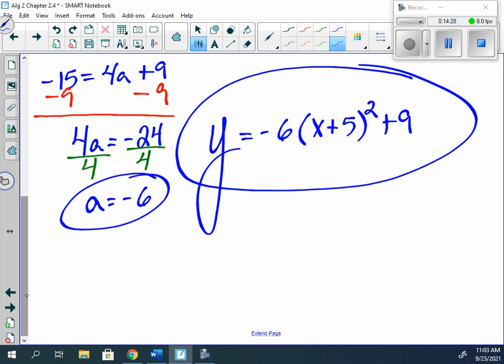Questions on this here? We like this here? Any other questions on this problem here before we look at the next one? Let's look at the next one. Well, hold on.